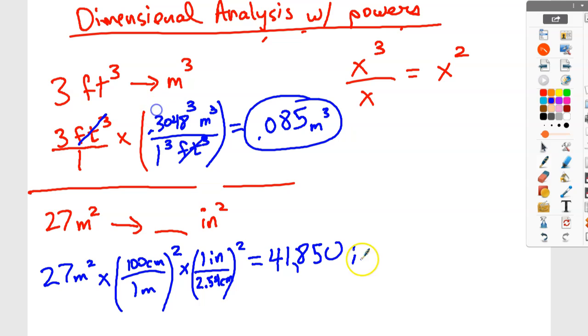Stop for a second and do a sanity check. Does that make sense? 27 meters squared is very big. That's a square. Like, draw a square on the ground, 27 meters on one side and 27 meters on the other side. That's going to be a whole bunch of inches squared. A square inch is a square that's an inch on each side. So yeah, it makes sense that I got a big number. Same thing up here in the previous problem. It makes sense that this number is smaller because a meter is a bigger unit of measurement. So 3 feet cubed shouldn't be very many meters cubed, and it's not.